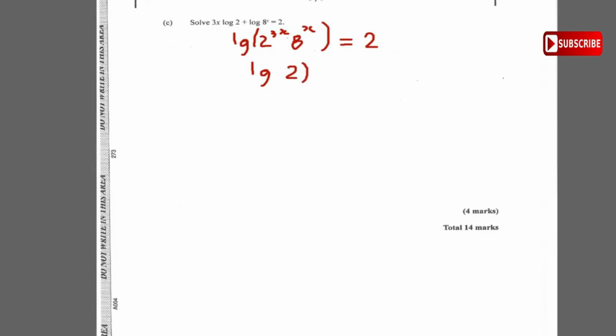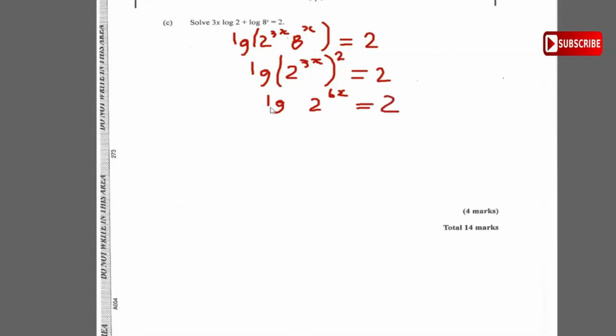This is really 2 to the 3x all squared. Nice and easy. That's what we have. Some people might want to just write it as 2 to the 6x. If you want, you can now rewrite it as log of 2 to the 6x is equal to 2.